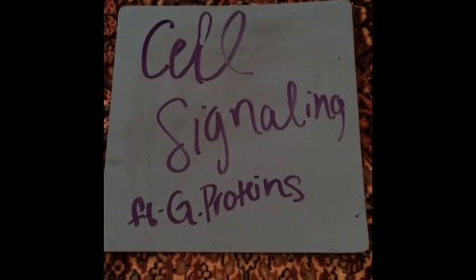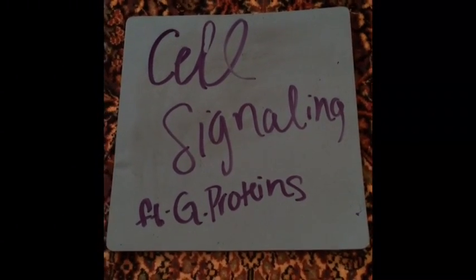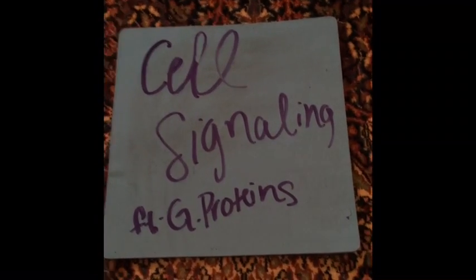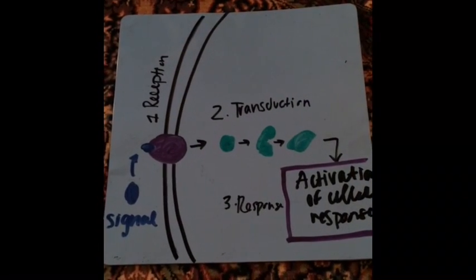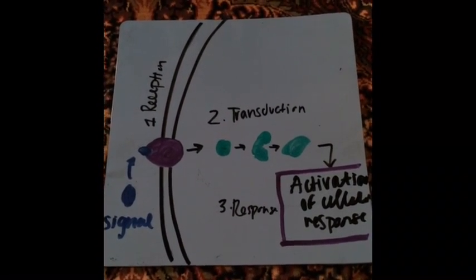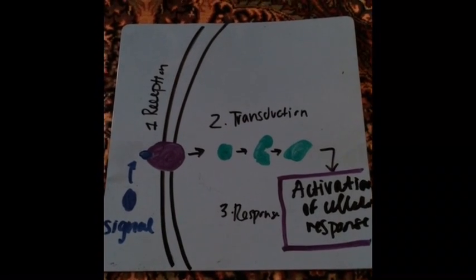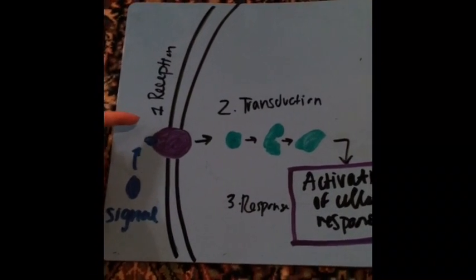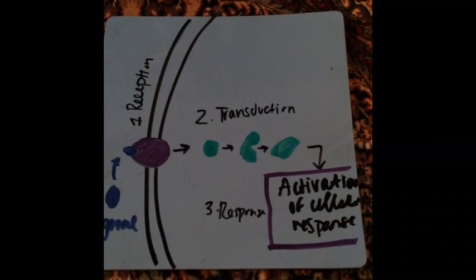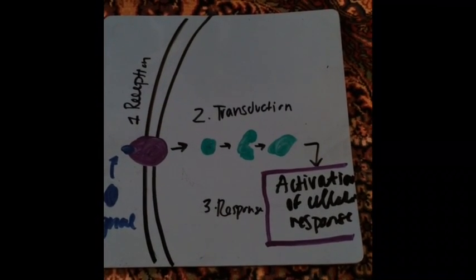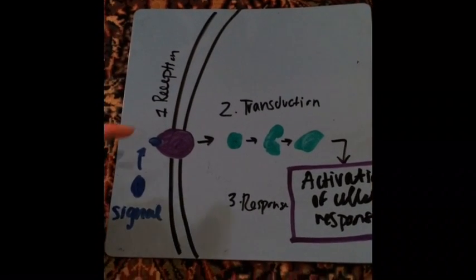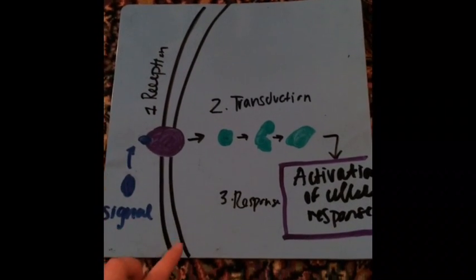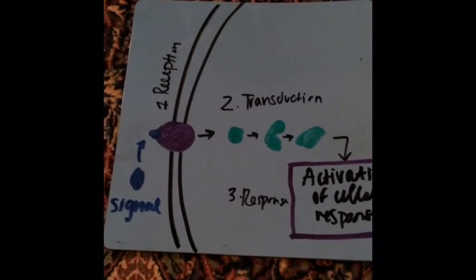Today we are going to be talking about cell signaling, and we are going to be featuring the special guest G proteins. So just to get us started, here's a super basic overview of cell signaling. Here we've got step 1, which is reception, the target cell's detection of a signaling molecule coming from the outside of the cell, because this right here is the plasma membrane.